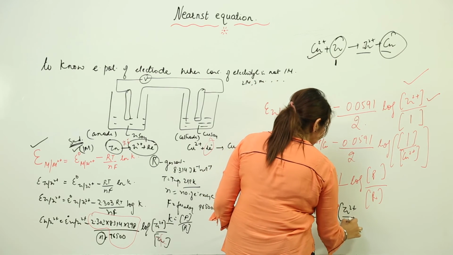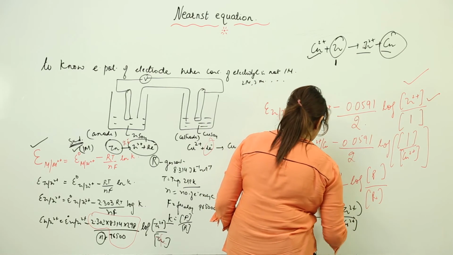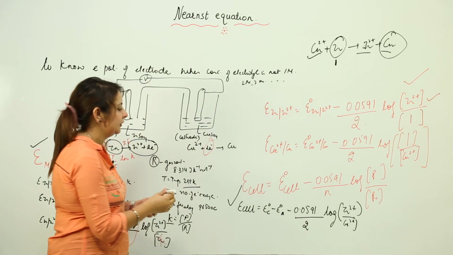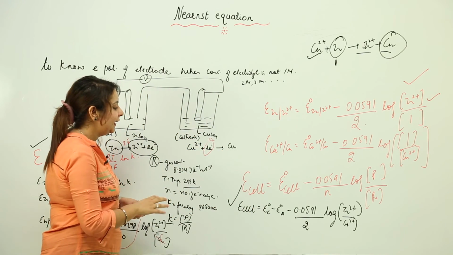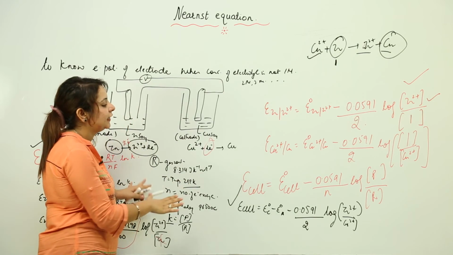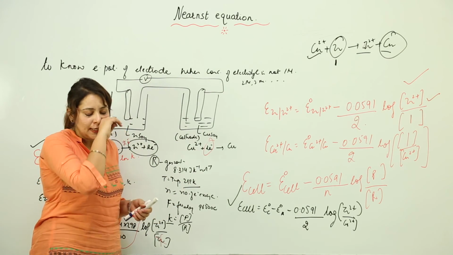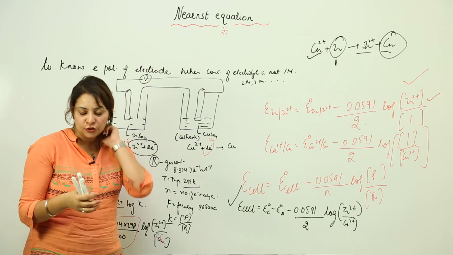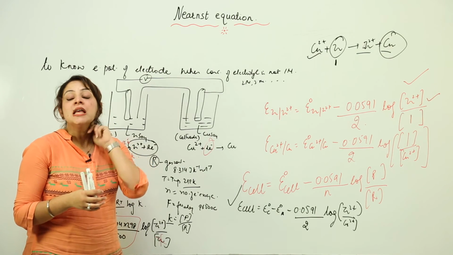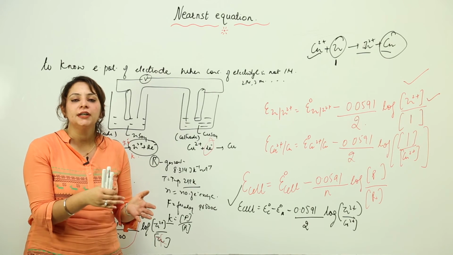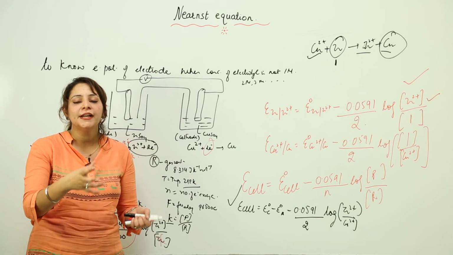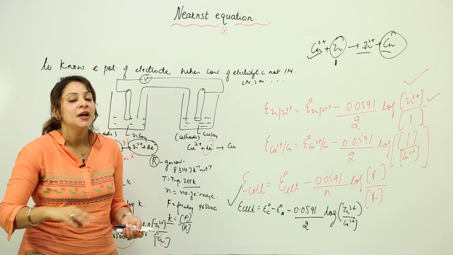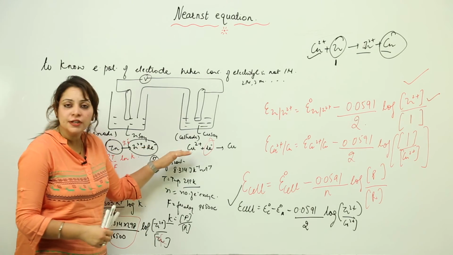So I am left with Cu2+. This is my E cell for the complete Nernst equation, for calculating E cell for the complete Daniell cell. So this is how you can do it. What you need to know is, first, see the electrode potential values, then look for which electrode is going to show an oxidation and which is going to show a reduction. Second step. And the third step, write the reactions involved.